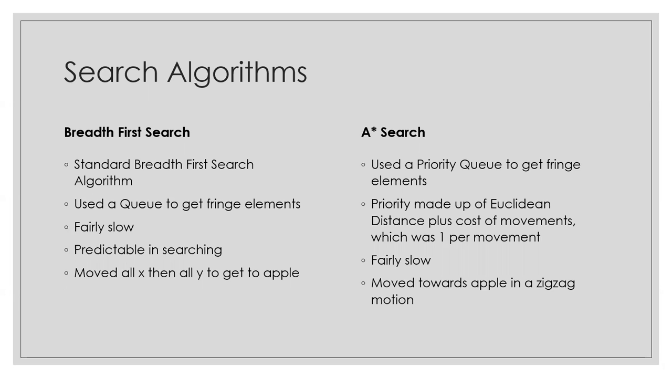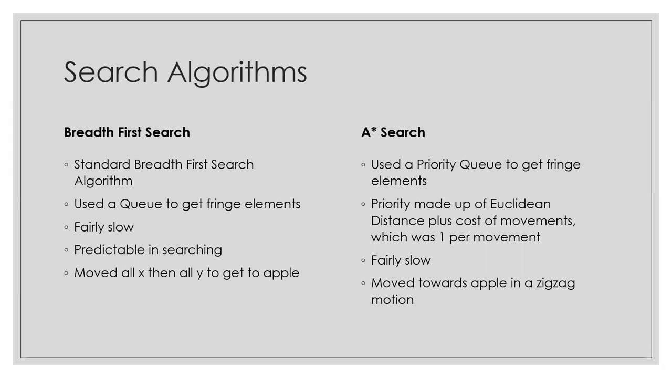What it ended up showing was that it was fairly slow, and it moved on the x-axis and then on the y-axis to get to the apple, as opposed to the A-star search, which I'll explain in a second. And it was also very predictable in its ability to search and find the apple.